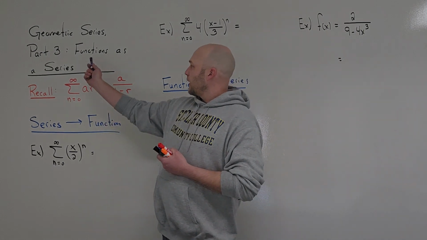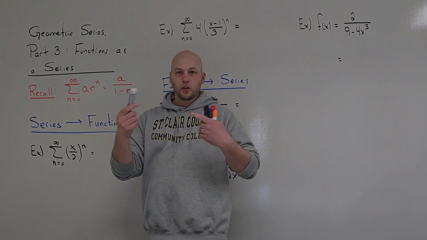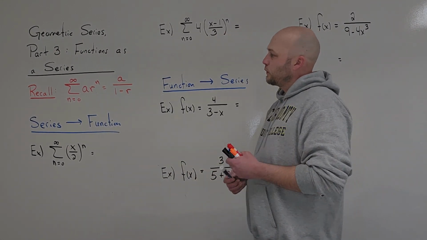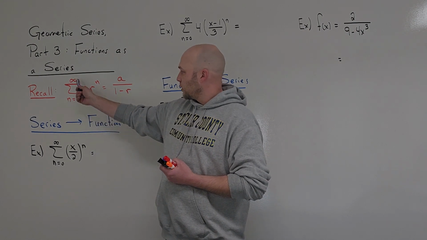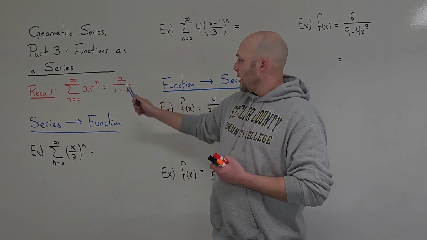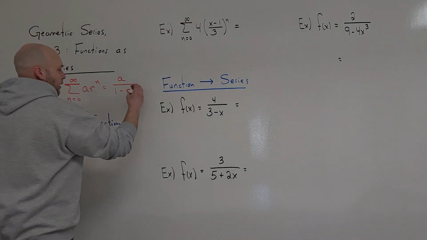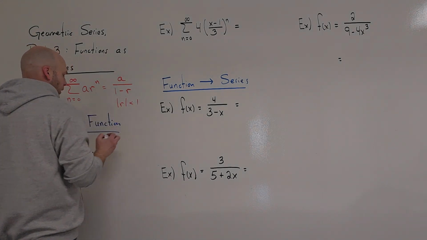Part 3, we're going to look at functions as series. In particular, we're going to go series to a function, function to a series. We're going to see how we can go back and forth. First and foremost, the basic formula for a geometric series is, if I have the sum n equals 0 to infinity of a r to the n, this is equal to a over 1 minus r, remembering the restriction where I have to have the magnitude of r less than 1.